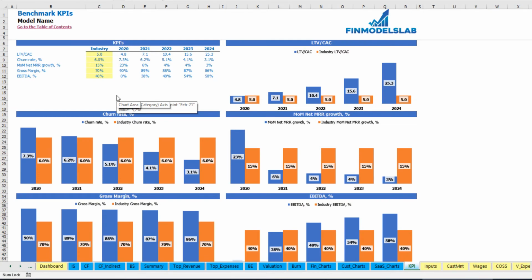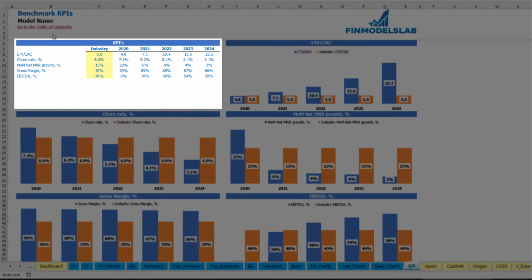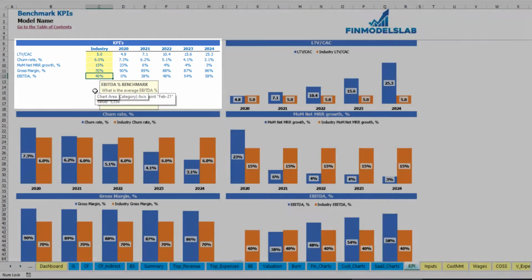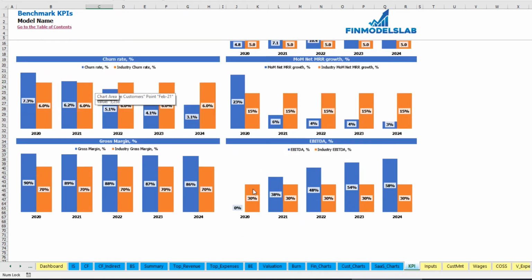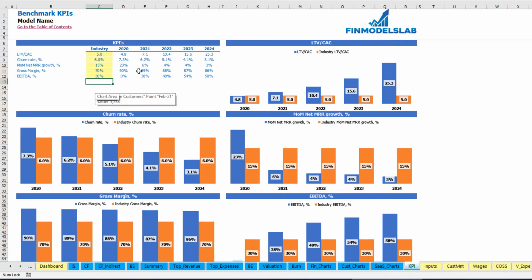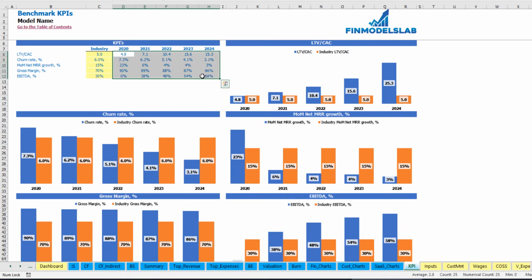On the KPI tab, you may see the main benchmark KPIs for the SaaS industry, which are LTV to CAC, churn rate, month-over-month net MRR growth percentage, gross margin, and EBITDA percentage. You may set the industry-specific KPIs which work for your country or for your region. For example, the EBITDA percentage can be 30%. So you may see on this chart that EBITDA percentage now is 30%. All the values are calculated by the model using the assumptions you input.